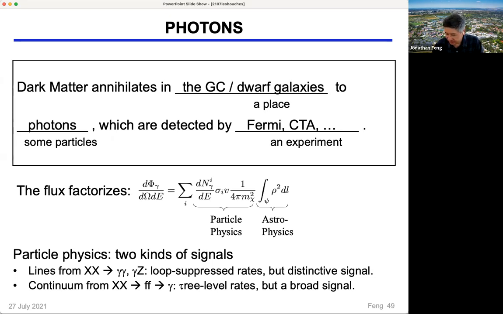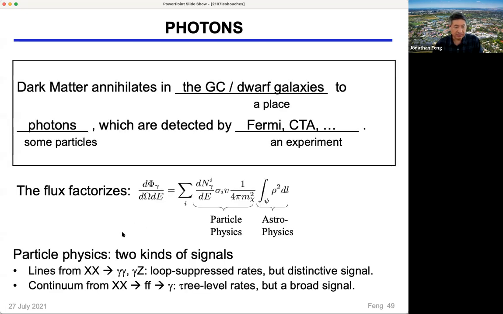Photons are a great way. Of course, photons are what astronomy is all about. So dark matter could annihilate in the galactic center or in dwarf galaxies to photons, which could be detected by Fermi or CTA, the Cherenkov Telescope Array, etc. One then calculates a flux. There's of course some dependence on particle physics because you need to know what the cross section is and what you are annihilating to. And then there's dependence on the astrophysics, namely how the dark matter is arranged, say in our galaxy. You look in a certain direction, and what is the line of sight integral of rho squared, which is basically telling you the number density squared, and tells you how often you have annihilations.